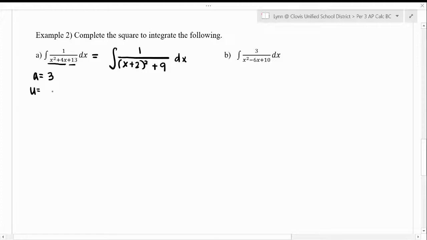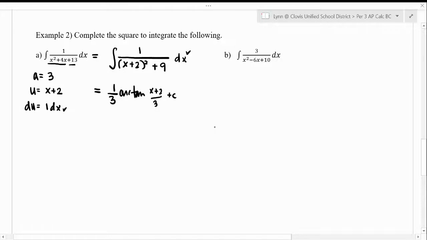And then my u is my variable term squared, which is x plus 2. Then compute your derivative. So the derivative of x plus 2 is just 1 dx. And I always get excited, even if I don't sound like it in my voice, because that means I don't have to do a substitution or any modification. I can just go straight into the pattern. So that pattern, this is arctangent, is going to be 1 over a, and then arctangent of u over a, and then plus C.